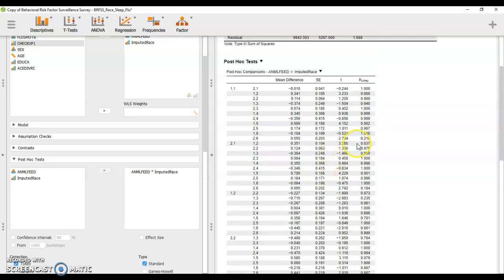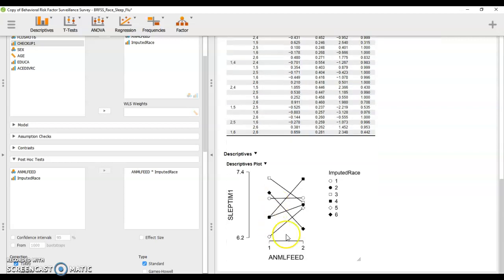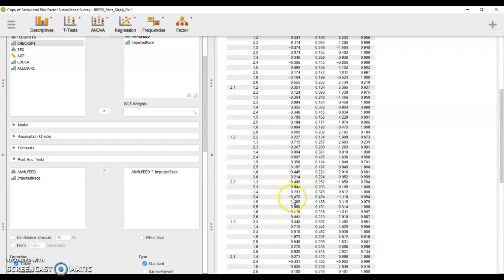And we can also see right there 2,1 and 1,5. So here we are crossing over, 2,1 right there and 1,5. So the whites who did not avoid and the Hispanics who did avoid, we see a significant difference there. The whites who didn't avoid were sleeping more than the Hispanics who did avoid.